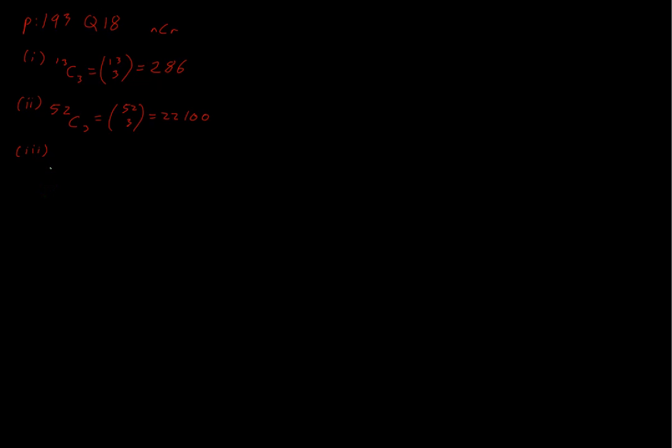Remember that the probability of an outcome is equal to the number of ways of getting an outcome, number of ways of getting A, divided by the total number of possible outcomes.